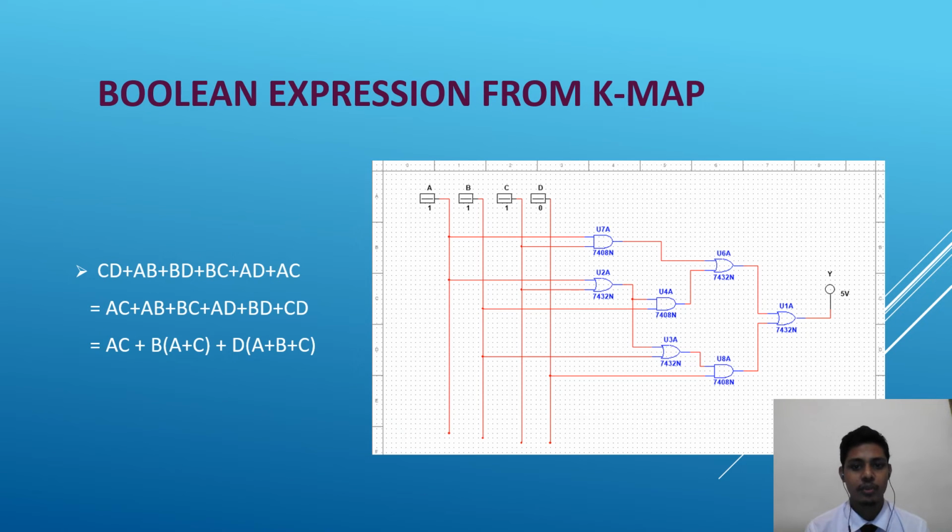Boolean expression from K-map. By solving the K-map, we have developed a simpler Boolean expression for our system, and by using this expression, we have developed a circuit for our system. We have used 4 OR gates, 3 AND gates, and an output indicator to complete the circuit. And the complete circuit looks like this.